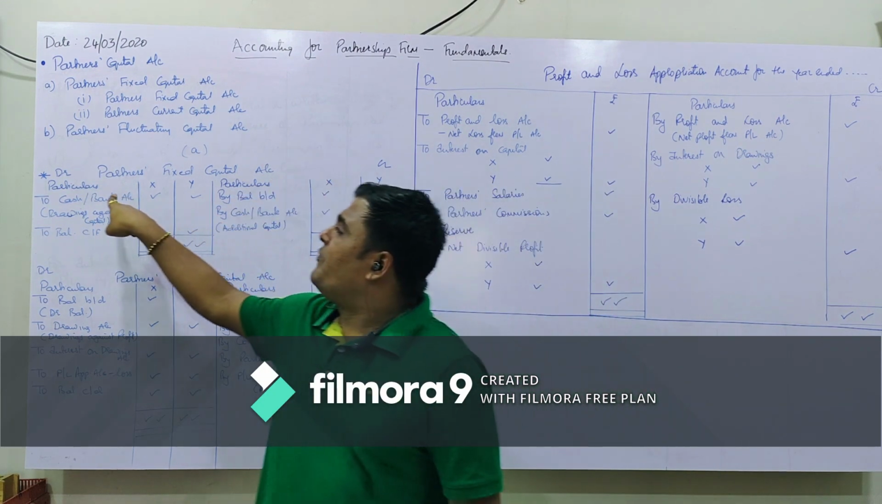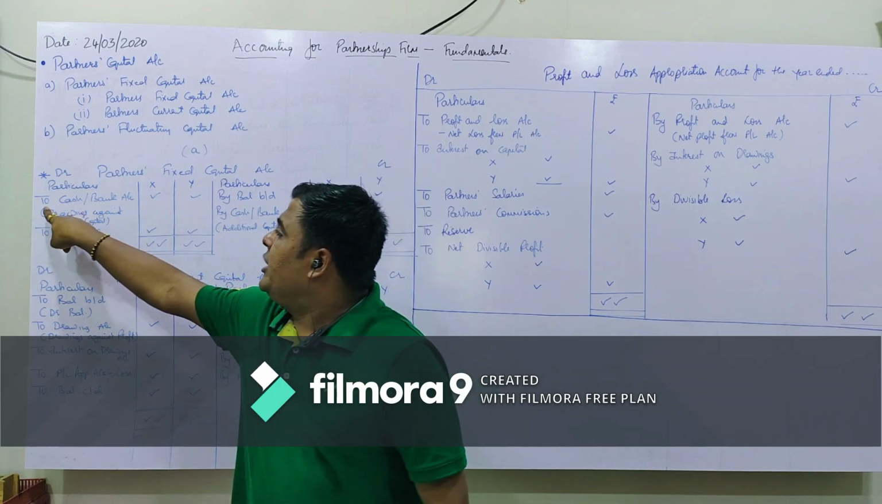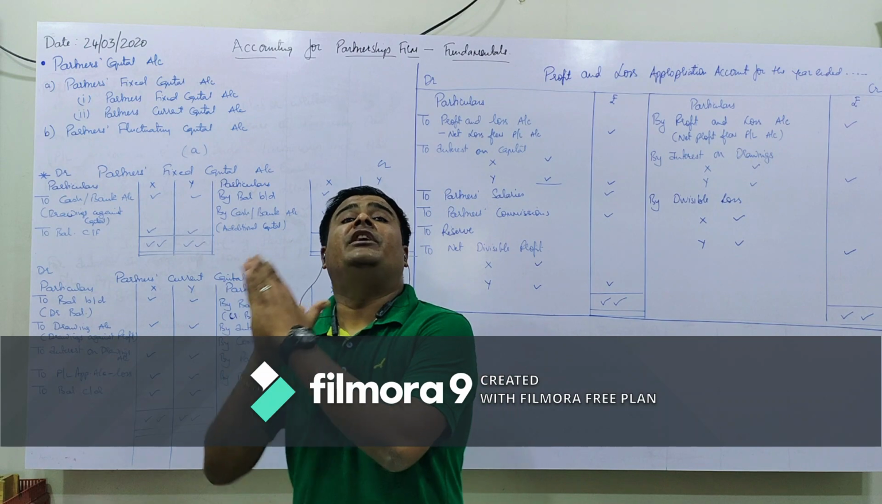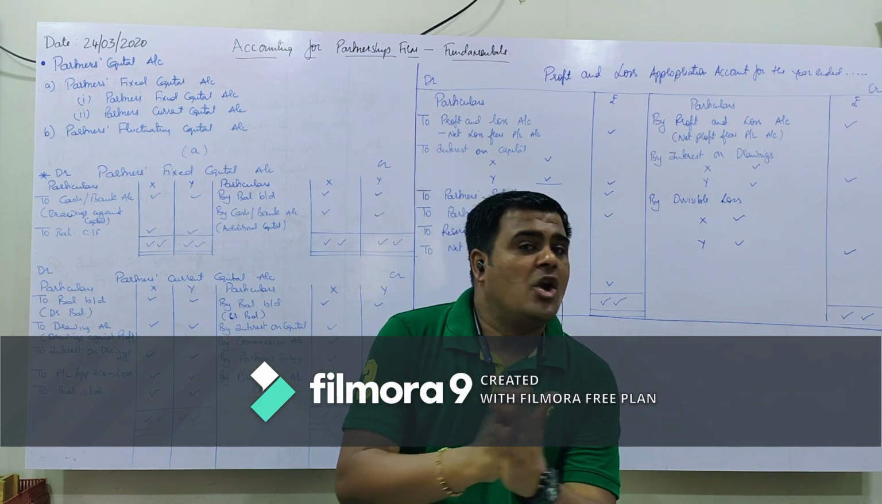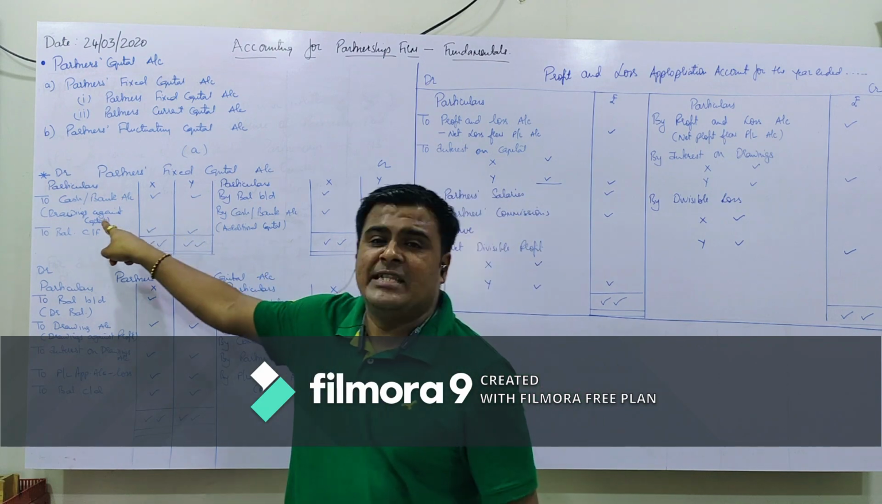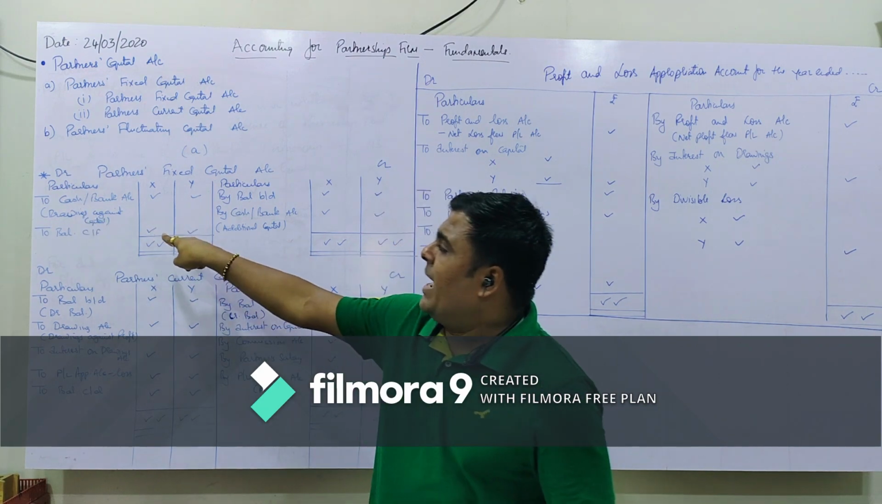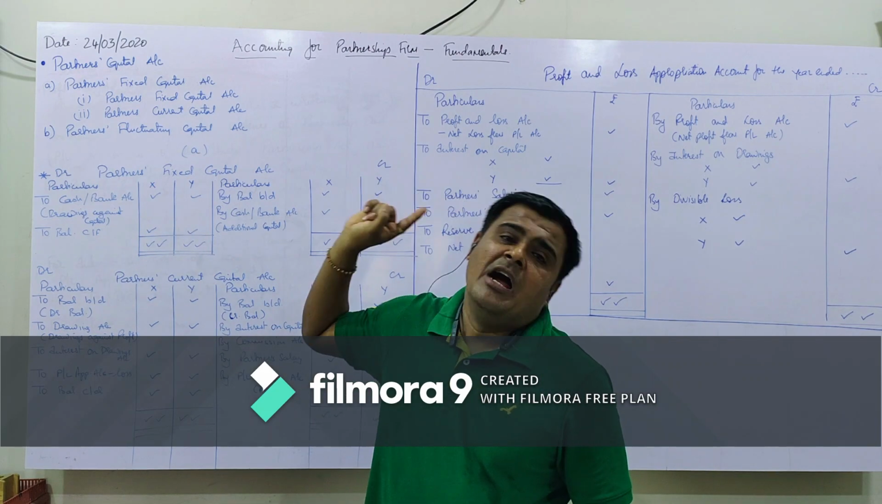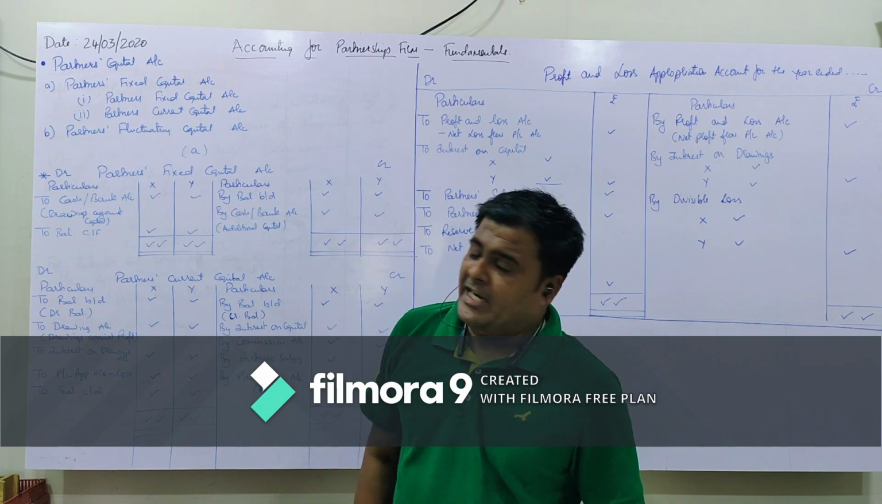On the debit side of the partner's fixed capital account, we need to write "To cash or bank" for the amount which the partner is withdrawing out of the capital, not out of the profit. It is not the normal drawings, it is the drawings against the capital, and the remaining balance will be the balance carried forward, which will be written in the balance sheet on the liability side.